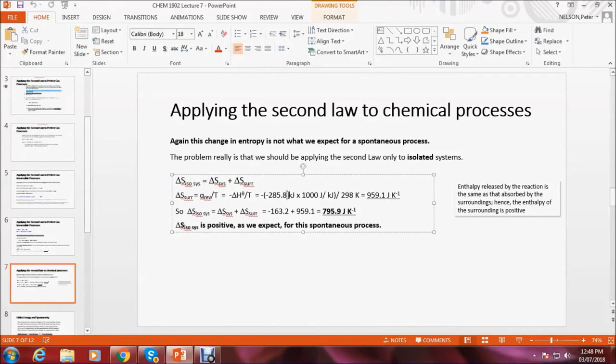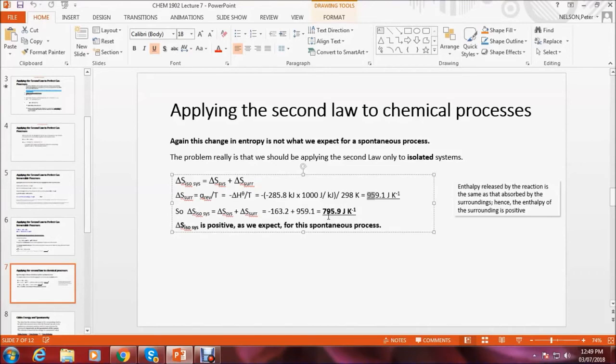And of course we are converting here the kilojoules to joules by multiplying by 1000 and then dividing by 298 Kelvin to get the entropy change of the surroundings to be 959.1 joule per Kelvin. Now of course when we put the entropy change of the system and the entropy change of the surroundings together, we have now the isolated system, the entropy change for the isolated system, which works out to be 795.9 joule per Kelvin.